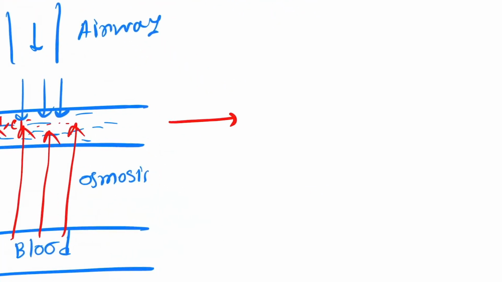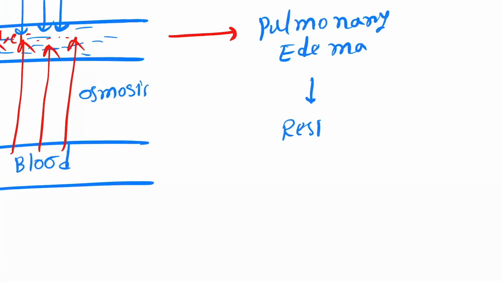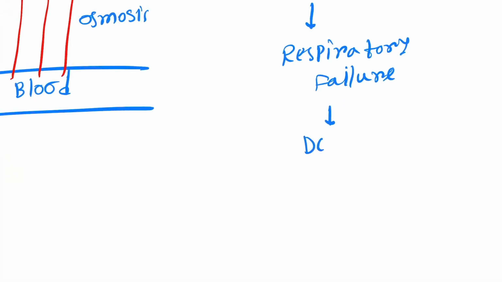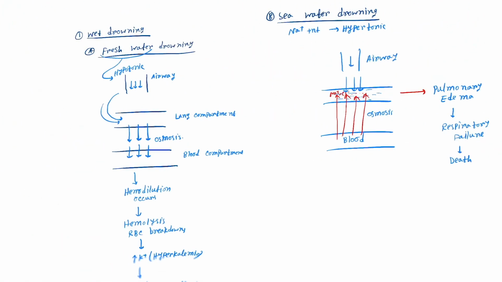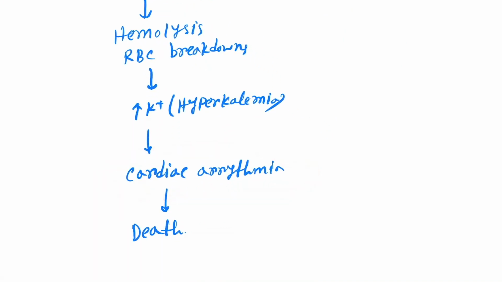So it will cause pulmonary edema, which will cause respiratory failure, and ultimately death. So in seawater drowning, the death is due to respiratory failure, but in wet freshwater drowning, the death is due to cardiac arrhythmia. Remember these two points. Okay, now one thing is left, that is dry drowning.